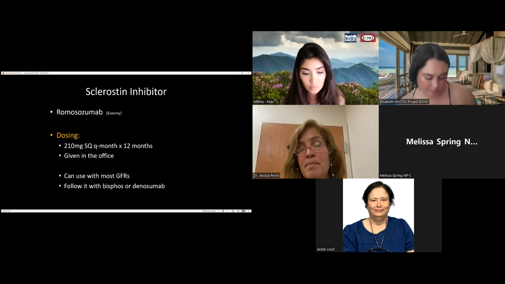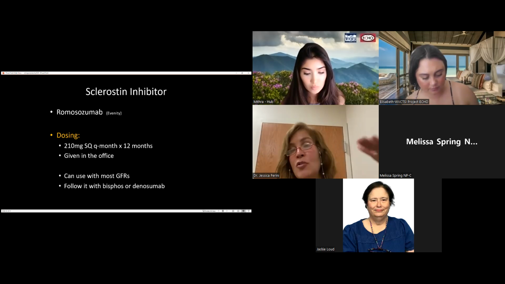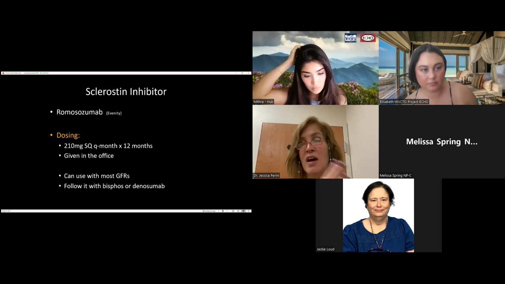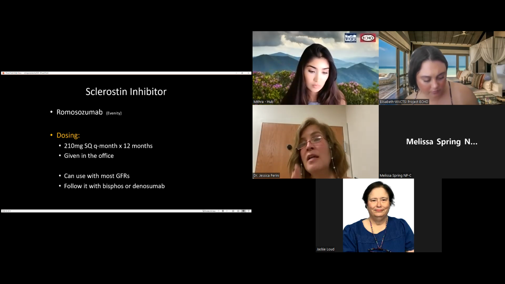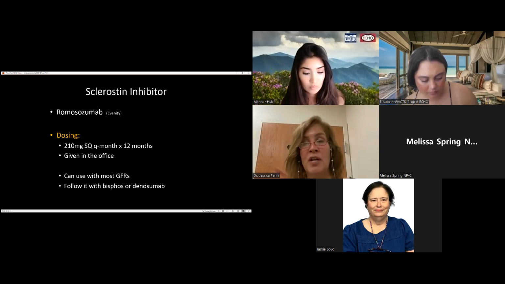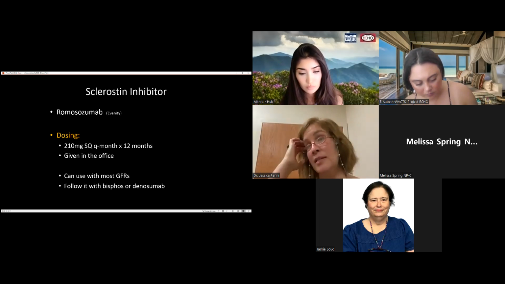This one you can use with most renal function. This one also, you've built up the bones. Once you're done with your 12 months, you need to follow it up with another medication like a bisphosphonate or denosumab to help maintain the good bone increase that you've achieved using the romosozumab. If you stop the romosozumab after 12 months and you don't give something else after it, over the next year or two, they're going to just start to lose that bone that they just accrued. Next slide.